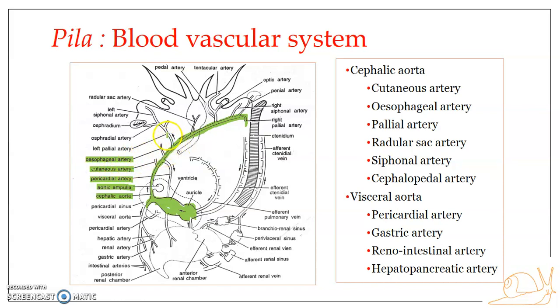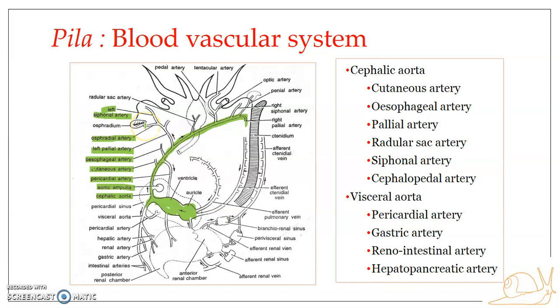Then the fourth one we have is the left pallial artery. What is pallium? Pallium is nothing but the mantle itself. So the left pallial artery supplies blood to the left side of the mantle. On its way, it gives off branches, the major branches being the ostradial artery and the left siphonal artery. The ostradial artery, as the name indicates, supplies blood to the osphradium.